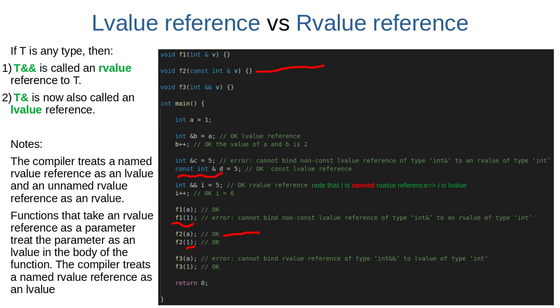The last function, f3, takes an R value reference as its parameter. An R value reference can accept a temporary object or R values. For example, f3 of 1 is okay, but it can't accept an L value. So to summarize this, an R value reference is described with this expression with the two && symbols, and with one & symbol it's called an L value reference.